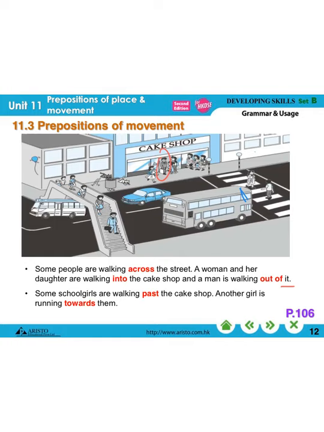And what about the schoolgirls? You can see three schoolgirls. These three schoolgirls are walking past the cake shop, and at the same time, you have got another girl running towards them. So she is running towards the three girls who are walking past the cake shop.